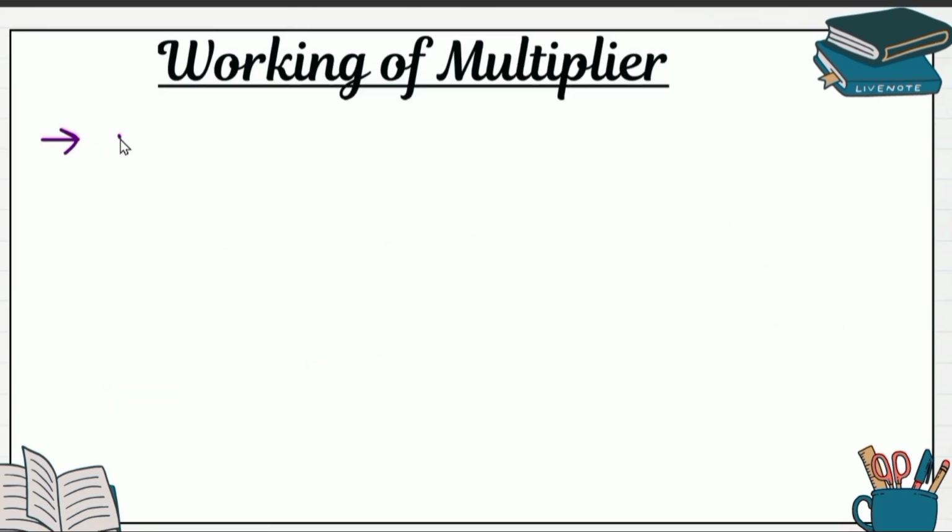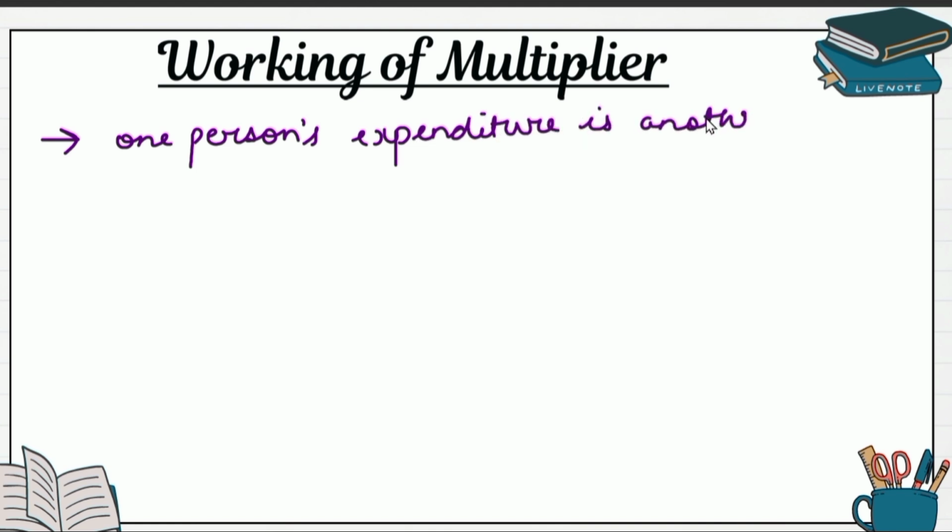Now let's move towards the workings of multiplier. So the working of multiplier is based on one fact, which is one person's expenditure. If one person is spending, purchasing something, then it is another person's income, which is very true. And the second thing is that when an additional investment is made, then income increases.